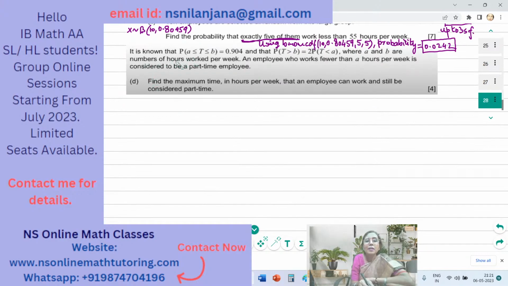It is known that probability of T between A and B is 0.9404. So, it's all good in drawings. Please excuse me. This will be the normal distribution curve. Will be of this shape.